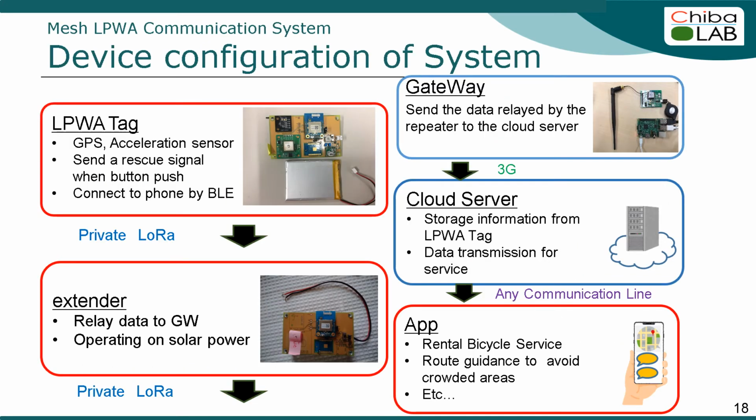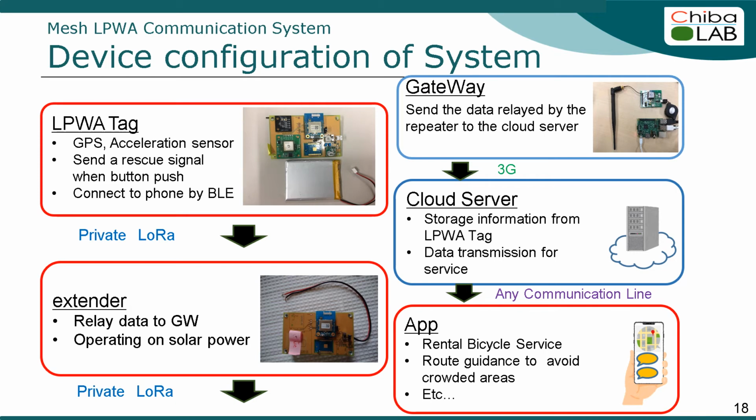This system is configured by these devices. The LPWA tag collects information about tourists and sends it to the extender, as a tag or via connected phones. The extender relays the received data to other devices. It operates on solar power.